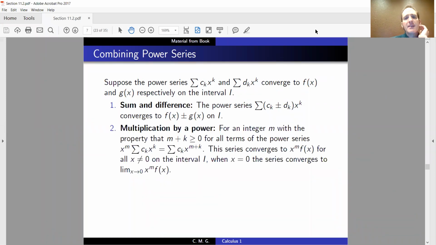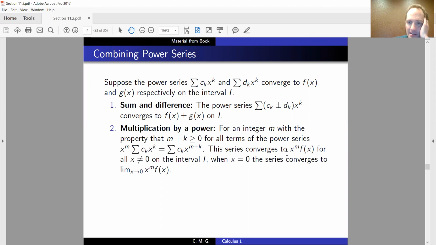Multiplication, I can actually multiply these things by a power. It's a little bit tricky, but when I have an integer with the property that m plus k is positive for all terms inside that power series, then I can multiply that m plus k inside of that power series.